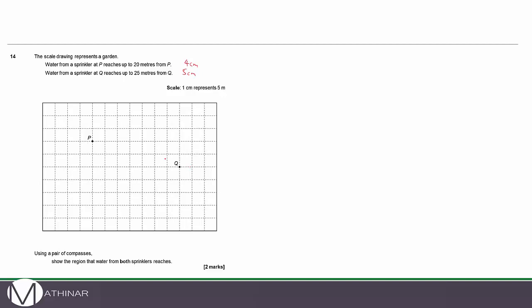So the sprinkler from P is here, reaches 20 meters. So obviously you'd need to use a pair of compasses here. I'm going to do the best I can with my pen here. So 4 centimeters will be 4 squares. So it's going to reach 4 squares in this direction, 4 squares in this direction, 4 squares in this direction, and 4 in this direction. And then you just place your compass here and you draw yourself an arc.